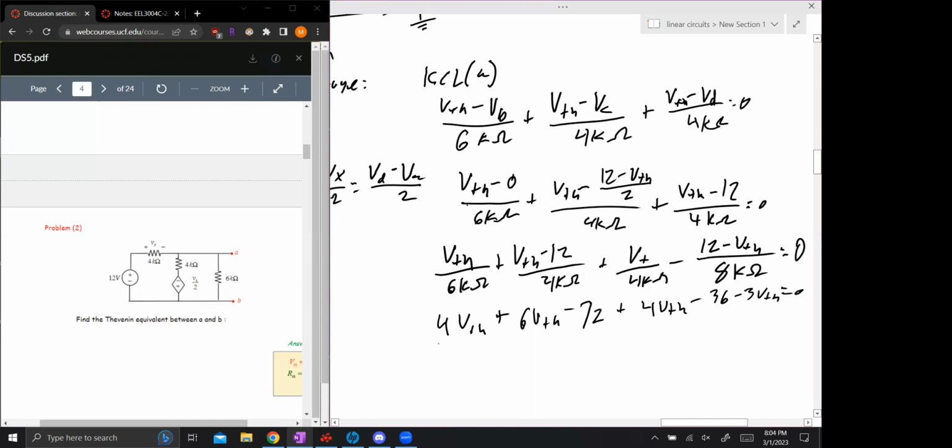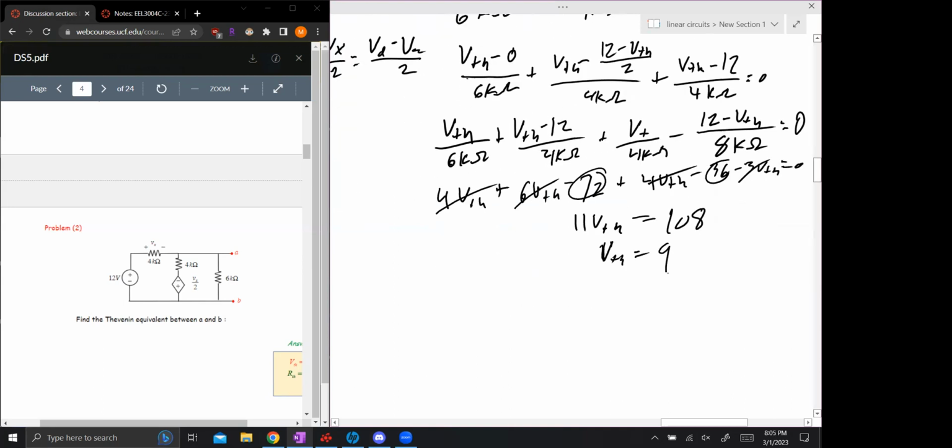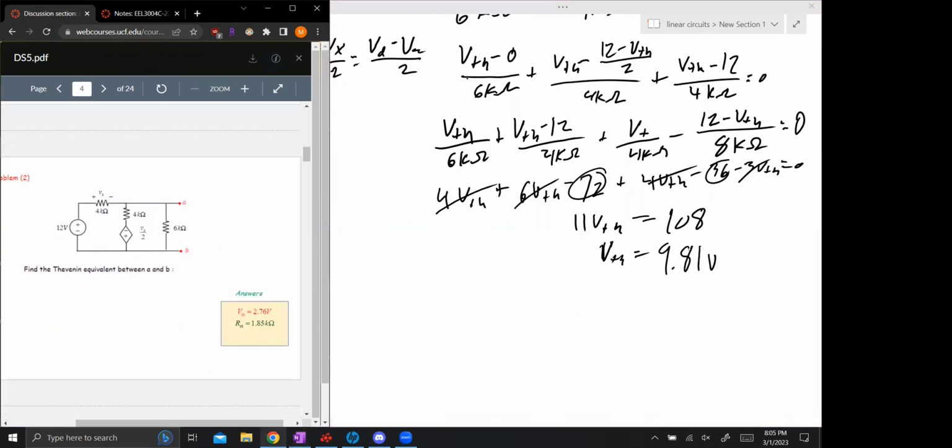All right, let's see. 4, 8 minus 3, 5 plus 6, 11 Thevenin. And then I'm just going to move these two over to the right-hand side together. So let's see, we got 108. Thevenin is equal to 108 divided by 11. 9.8. Wow, I don't like that number. Damn, that is not the right number.